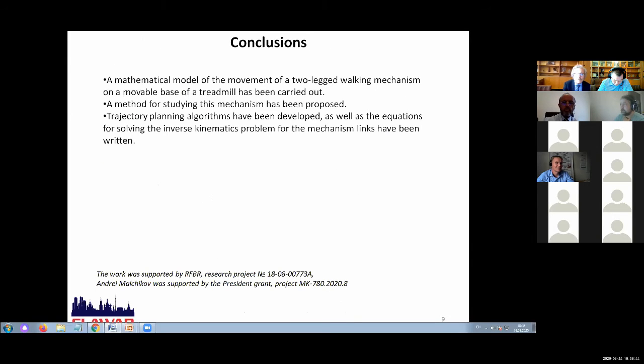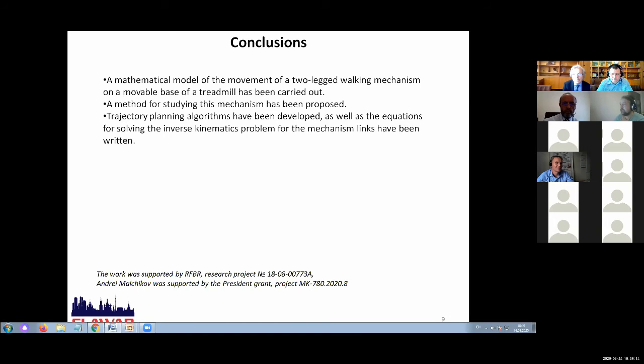Next, the conclusions. During the investigation, a mathematical model of the movement of a two-legged walking mechanism on a mobile base of a treadmill has been carried out. A method for studying this mechanism has been proposed. Also, trajectory planning algorithms have been developed, and the equations for solving the inverse kinematics problem for the mechanism links have been written.